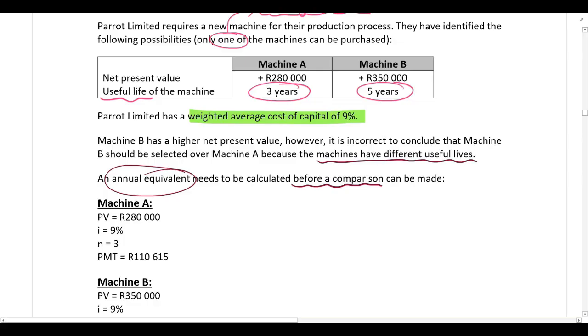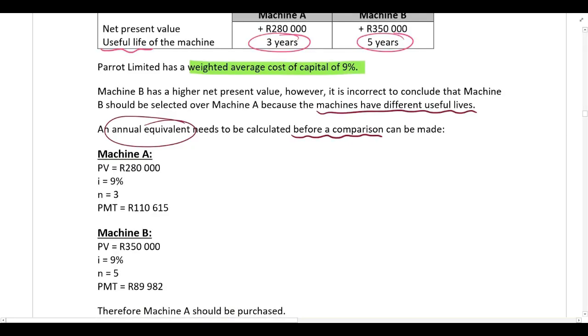So first, let's just look at machine A. We know that machine A has a net present value of 280,000 Rand. So please, you include that in your calculator as your present value. We know that the company has a weighted average cost of capital of 9%, so that is I. And we also know that machine A has a useful life of 3 years, so N is 3. Then you compute your payments. And you have calculated the annual equivalent, because remember guys, your payment is an annual amount. We've calculated the annual equivalent for machine A.